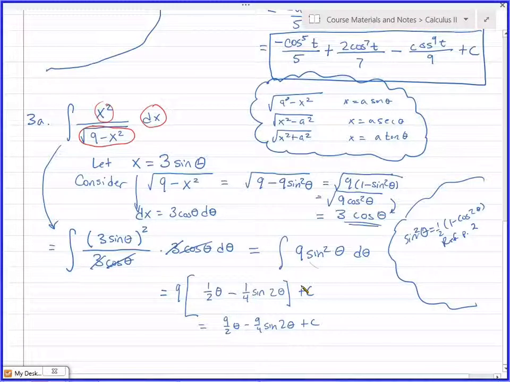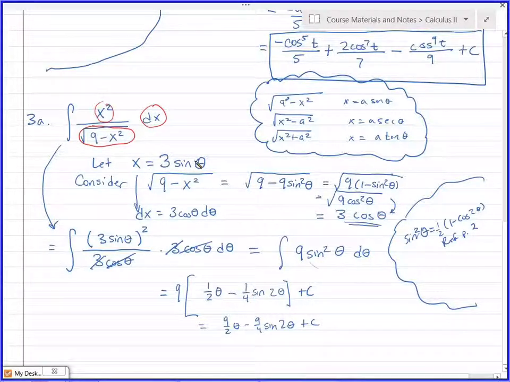But we're not done. Why are we not done? Because we're not in x's. If you look at the original problem, we were looking for the antiderivative in x's.